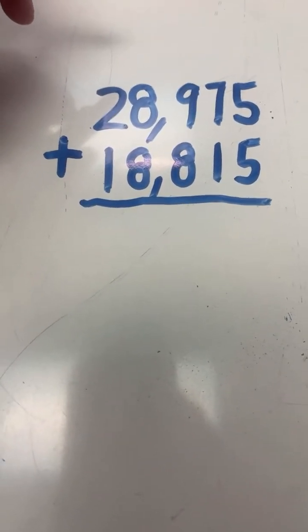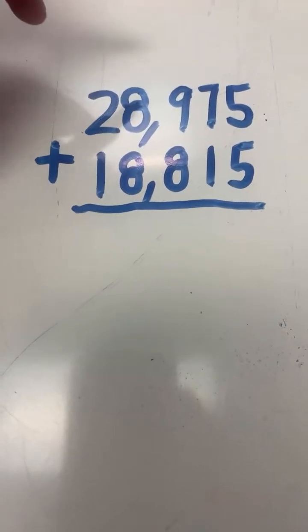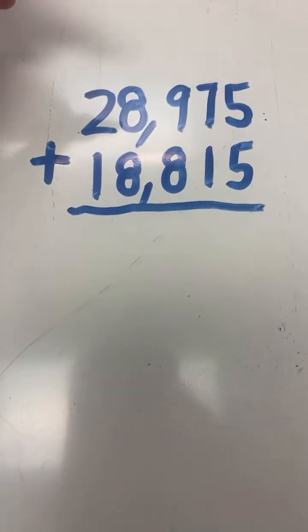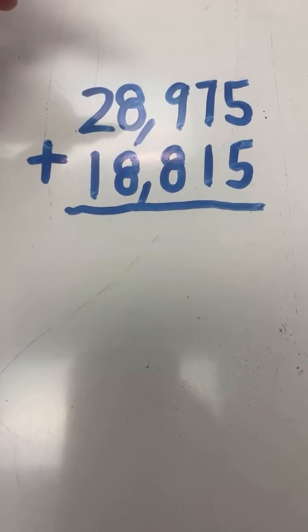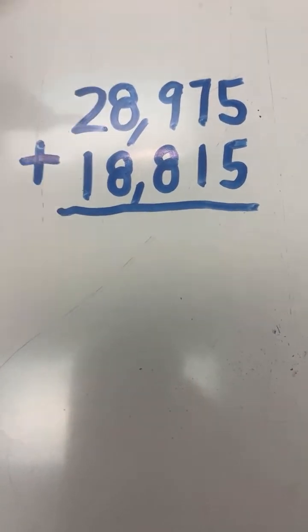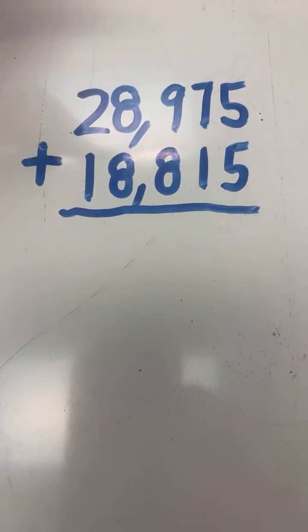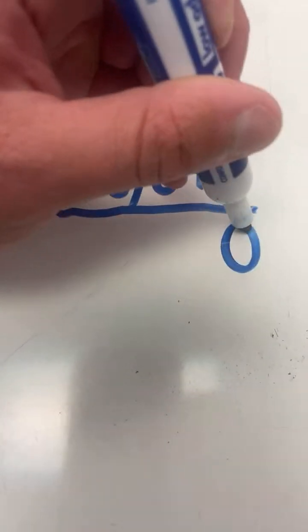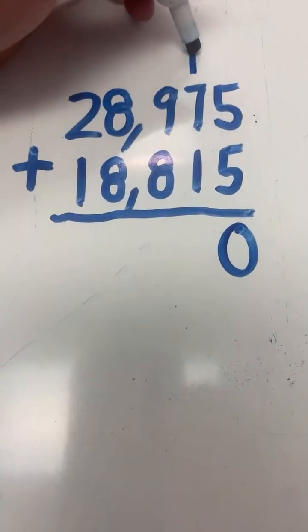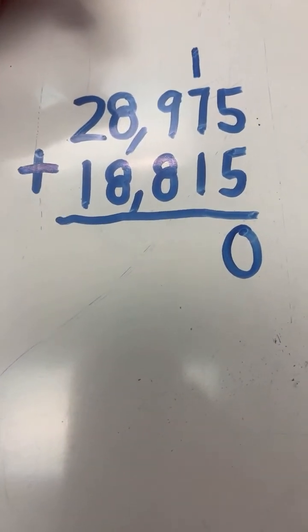I'm glad you're here. All right, starting in the ones place, we're going to add 5 plus 5. 5 plus 5 equals 10. Since our sum is more than 9, we have to regroup. 10 or more, we got to regroup. So the 0 in 10 goes in the ones place. The 1 in 10 gets carried over to the tens place.